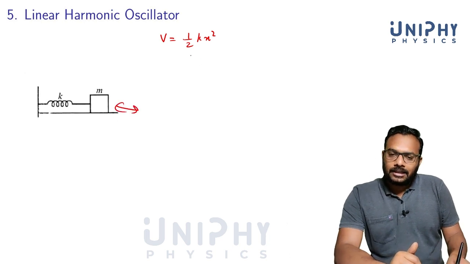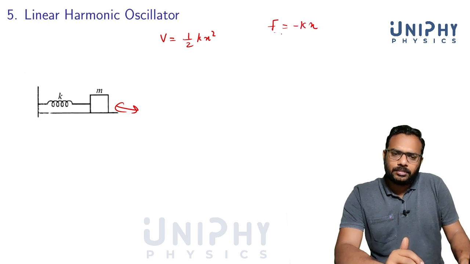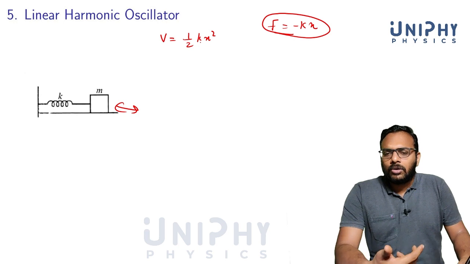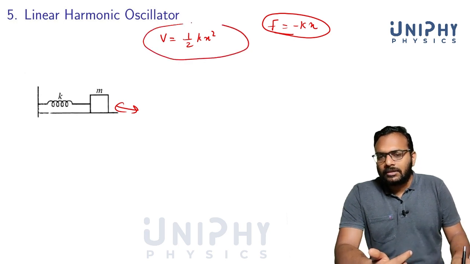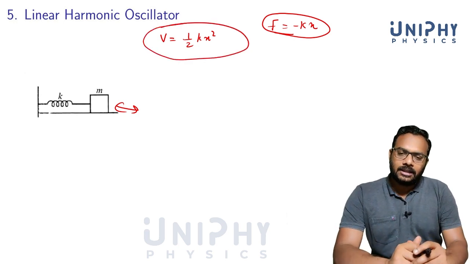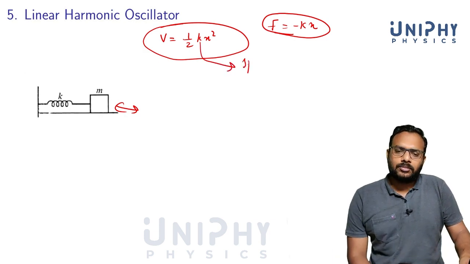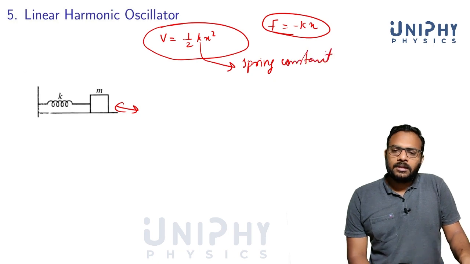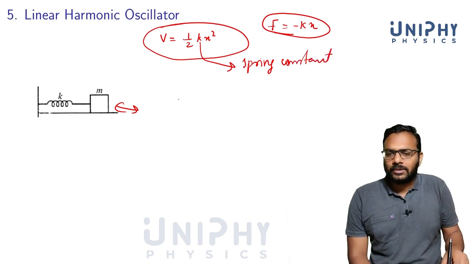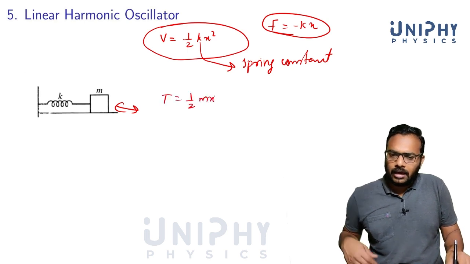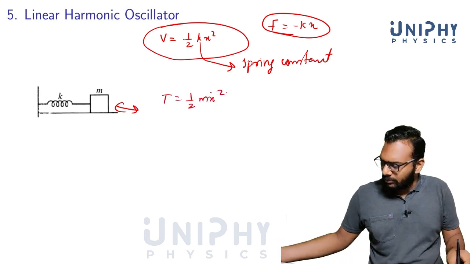Because F equals minus kx for a spring, you can find the potential energy from here, or use the information that V equals half kx² for a linear harmonic oscillator, where k is called the spring constant. This is quite easy because the kinetic energy is half m x dot squared.